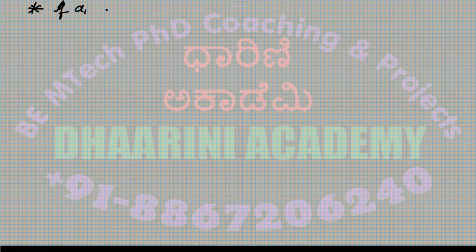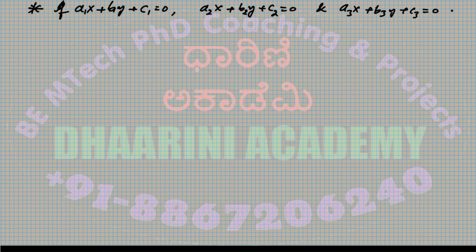If a1x plus b1y plus c1 equal to 0, a2x plus b2y plus c2 equal to 0, and a3x plus b3y plus c3 equal to 0 are the sides of a triangle, then to calculate the area we use this formula.